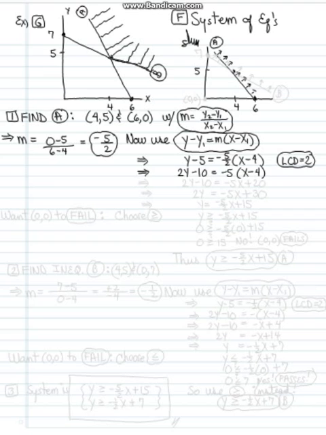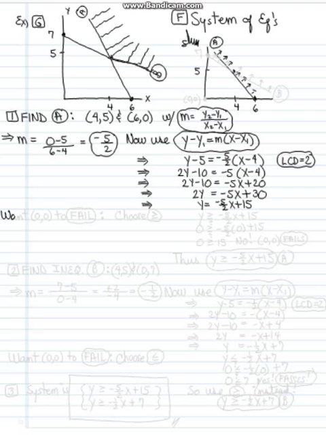Now we distribute on the right: negative 5x plus 20. Then move the 10 over: negative 5x plus 20 plus 10 is 30. And then divide both sides by the coefficient 2. y equals negative 5 halves times x plus 15.